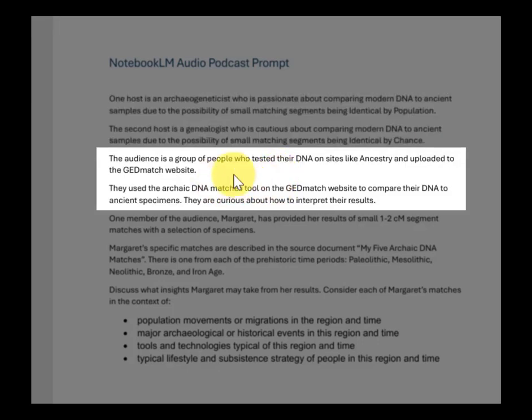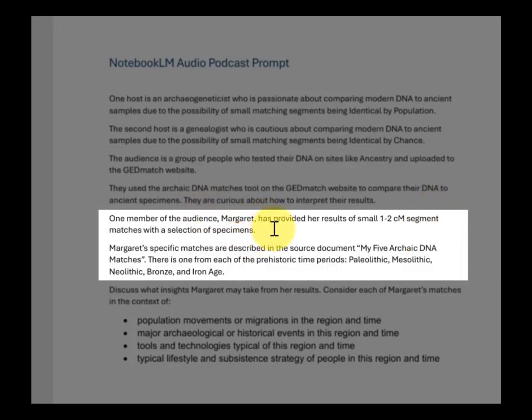But let's continue. Unlike the video explainer, the audio podcast really does behave as if it's a radio podcast. So we will give it not just an audience of one. We say the audience is a group of people who tested their DNA on sites like Ancestry and uploaded to the GEDmatch website. They used the archaic DNA matches tool on the GEDmatch website to compare the DNA to ancient specimens. They are curious about how to interpret their results.